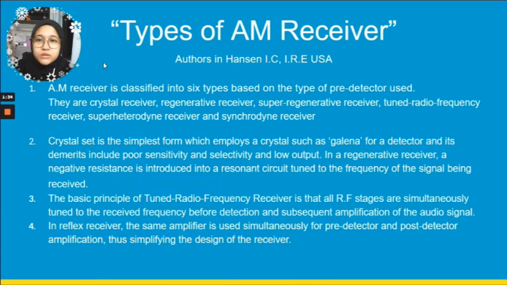Inside the literature review also, there are types of AM receiver. An AM receiver is classified into six types, based on the type of predetector used, such as crystal receiver, regenerative, super regenerative, tuned radio frequency, superheterodyne, and synchronized receiver. Crystal set is the simplest form, which employs a crystal such as galena for the detector, and its demerits include poor sensitivity and selectivity and low output.